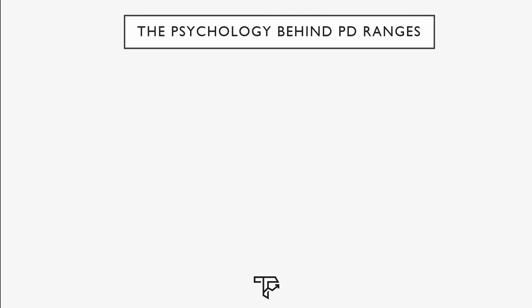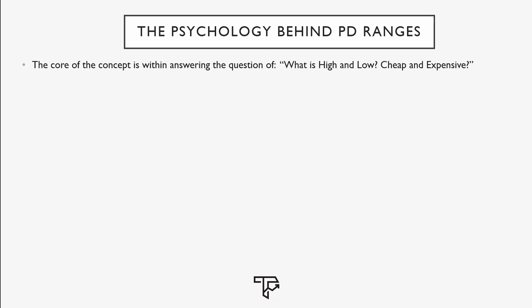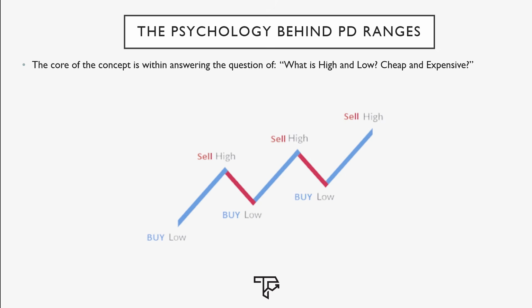With time, of course, there has been more content, there has been more insights into what actually that is, and I have turned from a Fibonacci trader to just a very simple premium and discount trader, just using the 50%, okay? And why is that? Well, the core of the concept is within answering the question of what is high and what is low, what is cheap and what is expensive, right? Because again, as traders, we always want to buy low and we always want to sell high, okay?